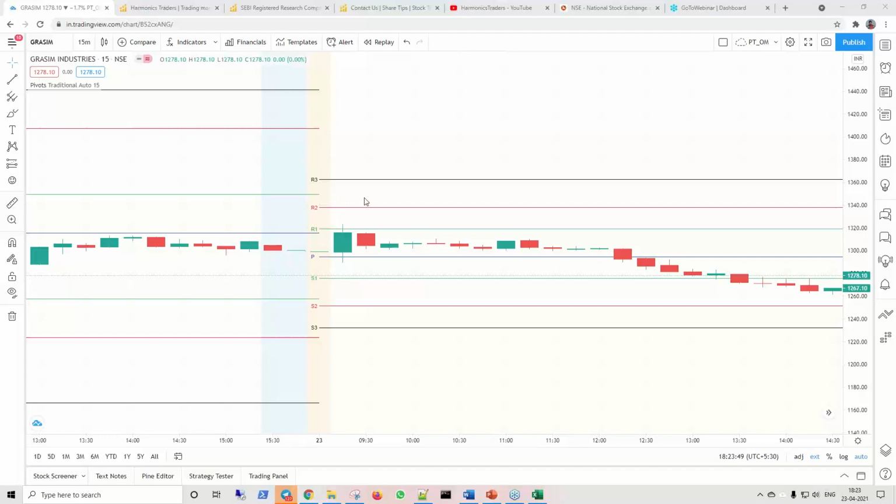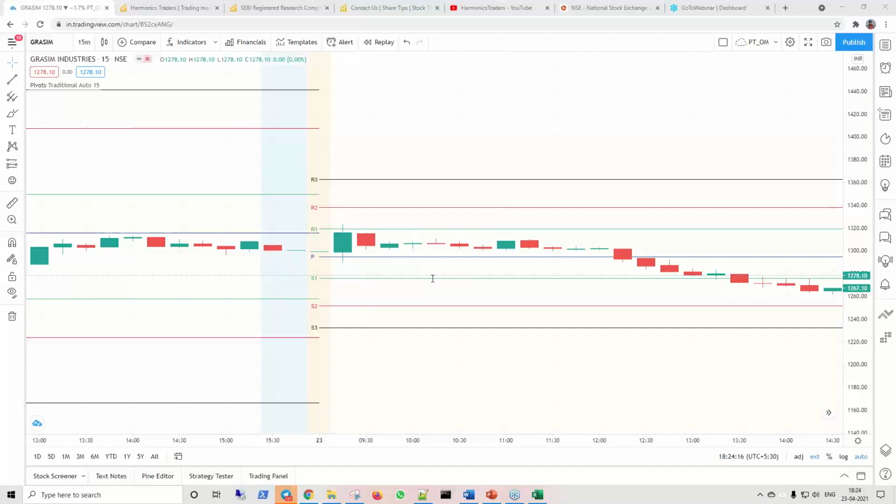Can I use this method for currency? Yes, you can, but I haven't. I'm not trading in forex, so I can't give a complete yes on that. You can backtest anything, right? Once you know this method, you can backtest anything any day, and if the results are satisfactory, then you can apply this in currency.